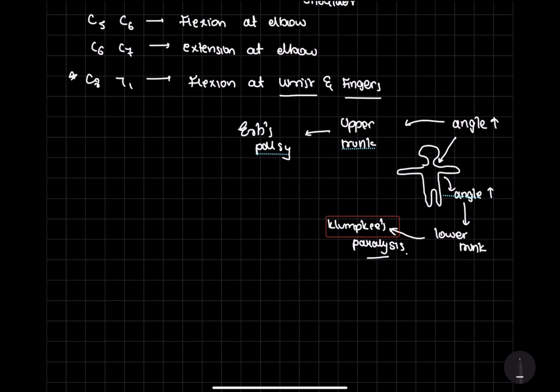Okay, so as simple as that, if the angle between your head and your upper limb is increased in any sort of accident, then it is going to cost you your upper trunk, and that is going to cause you the Erb's palsy. Okay, if the angle between your upper limb and your trunk is increased, then that is going to cause you lower trunk injury, and that is going to cause you the Klumpke's paralysis.